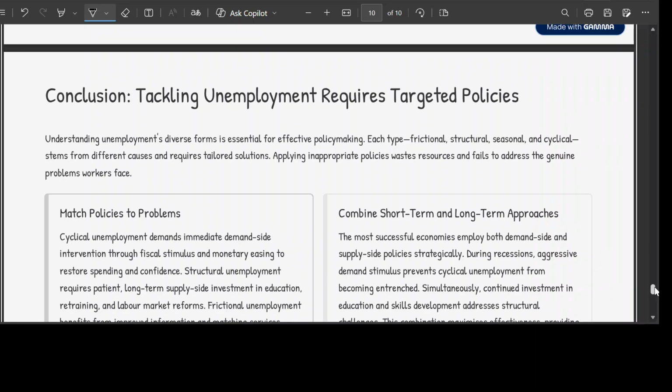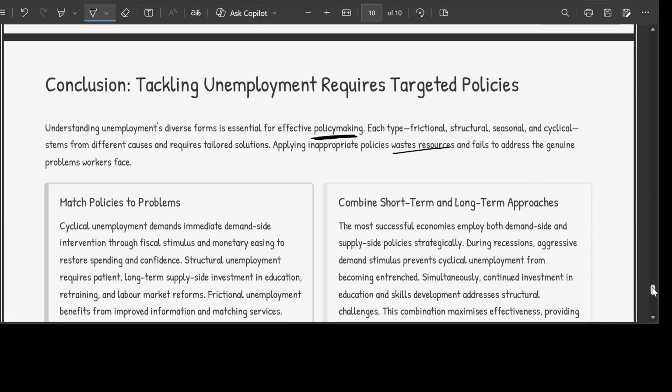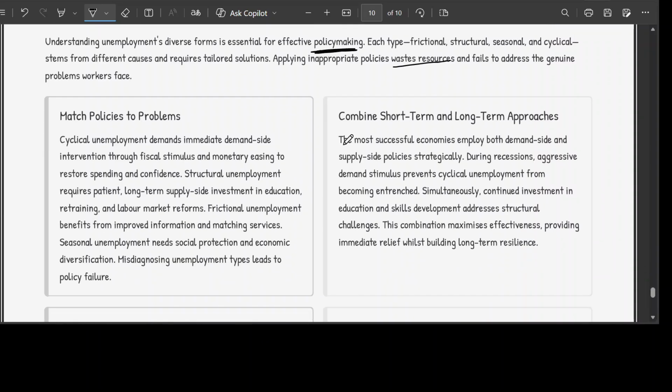So basically, we are now at the verge of the conclusion, wherein tackling unemployment requires targeted policies. Understanding unemployment's diverse forms is very important to have an effective policy, be it frictional, structural, seasonal, or cyclical unemployment. Applying inappropriate policies will result in a wastage of resources and fail to address the genuine problems. So it is very important that we match the policies to the problems.